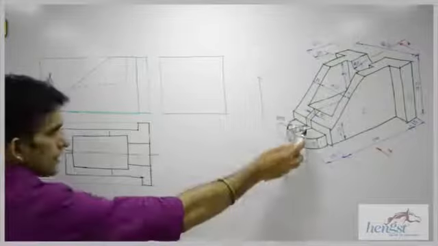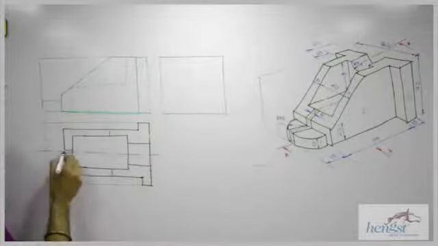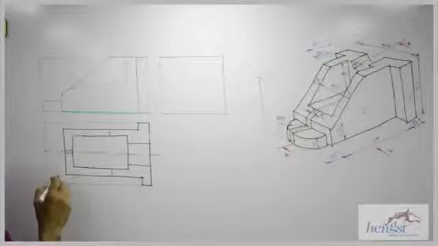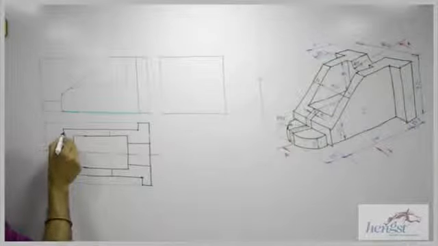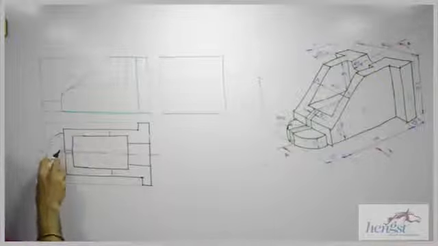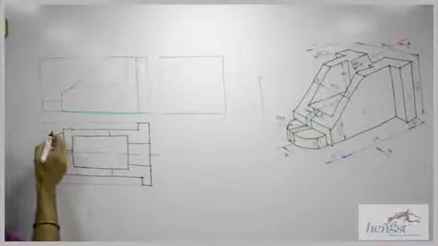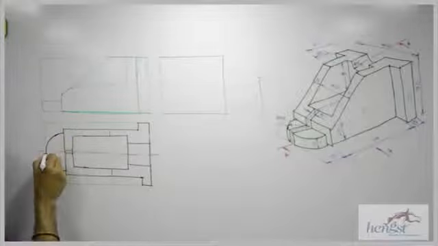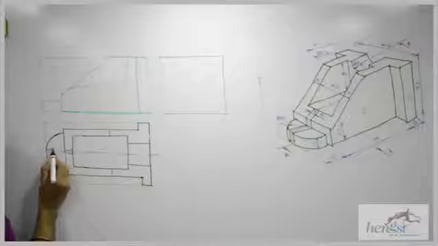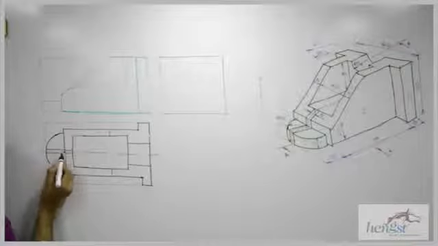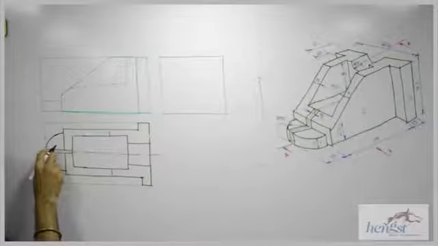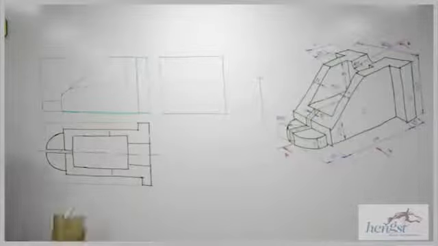Now we need to draw radius 25. So that we can draw. From here we can draw radius 25. So it will be like this. And this slot is continuous. Here also there won't be any material.